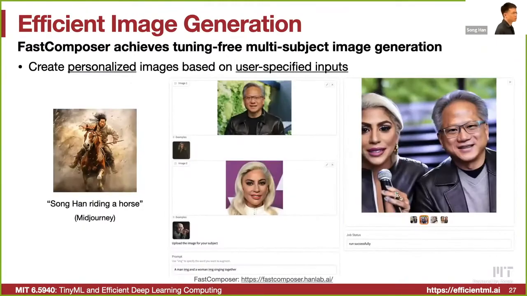Also, people are interested in image customization, right? Create personalized images based on user-specified input. For example, we want to generate something like Song Han riding a horse, but it doesn't look like me riding a horse, right? It's very generic. So we are going to introduce techniques like FastComposer, which is from Guangxuan, a training-free method that can blend different people together. Like here, we can have Jensen and Lady Gaga sing together.